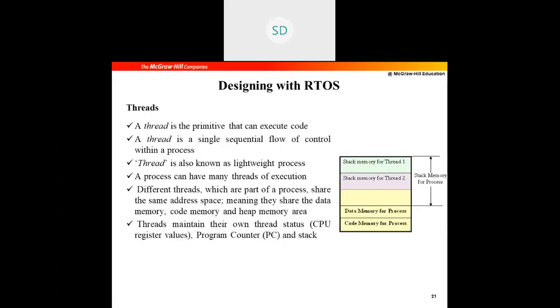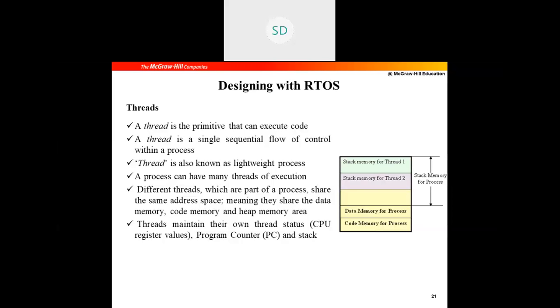Next is the thread. Now what is a thread? A thread is a primitive that can execute code. A thread is also a sequential flow of control within a process itself. The difference between a thread and a process is that a process is the entire application, while a thread is a part of that particular process. A process may be divided into various parts, and in that case it is what we call a lightweight process. A process may have many different threads.